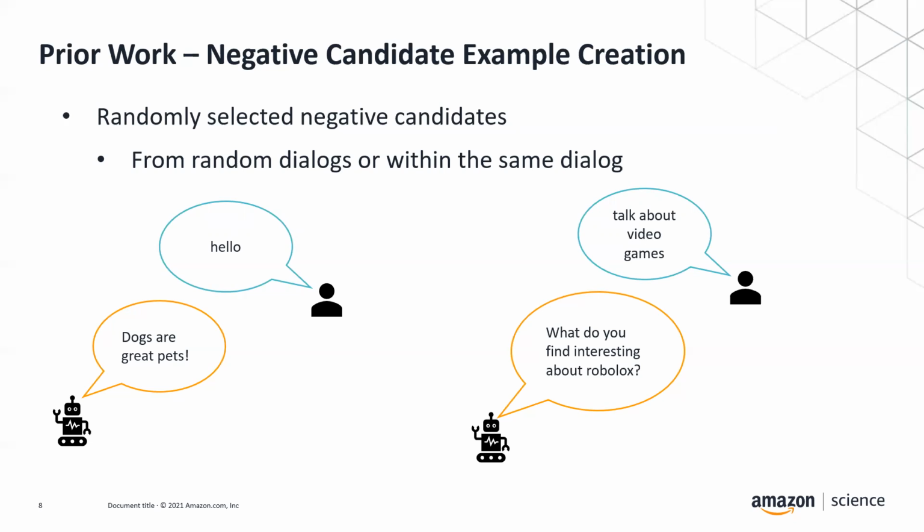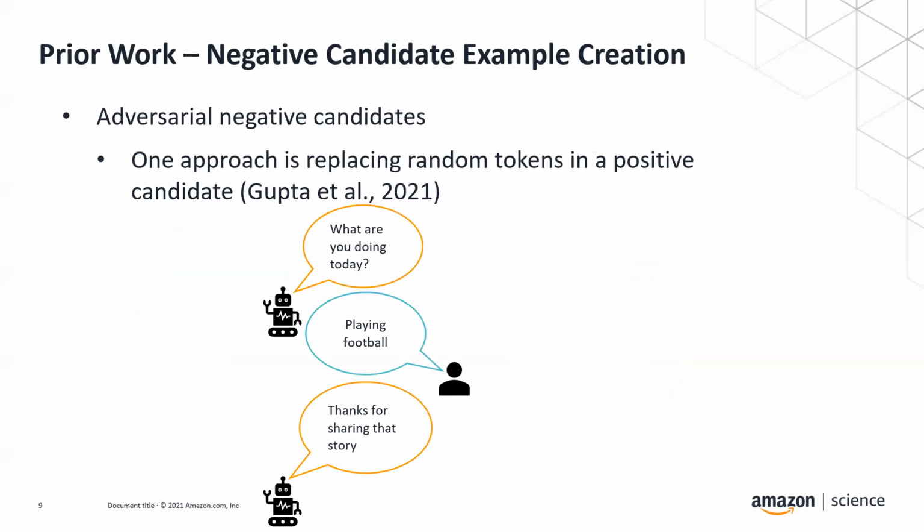You can also select candidates from within the same dialogue, which can make the candidate a little more difficult to learn. In the example on the right, where the user is asking about video games, the system response is, what do you find interesting about Roblox? It's still not as coherent, but the topic is still on video games, so it could be harder for a model to learn. Works have also tried to generate adversarial negative candidates, such as replacing random tokens in a positive candidate. Here, after the user said they were playing football today, an adversarial candidate that was generated was, thanks for sharing that story, which is sort of appropriate, but doesn't sound like a great response.